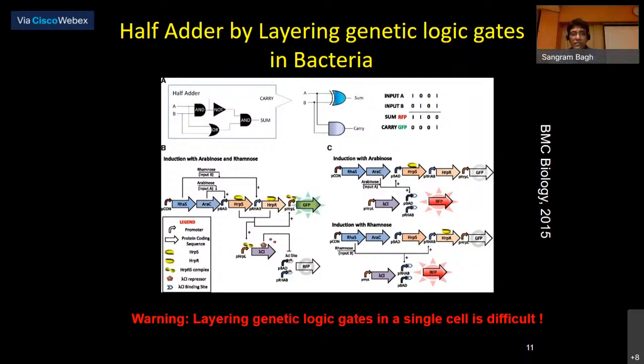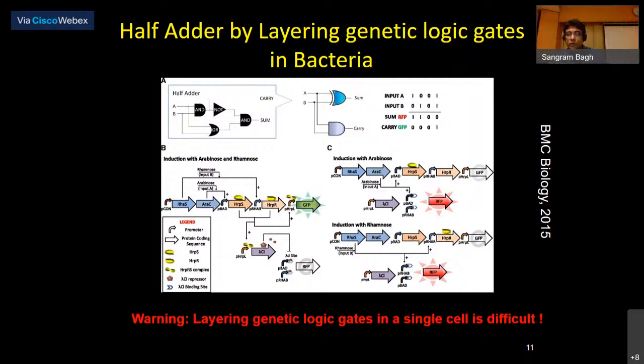The impossibility is coming because layering of these genetic gates in a single cell is difficult. This is because not only do you need a lot of different genes together, but at the same time you have to match the kinetics. The kinetics of a biological AND gate has to connect with another biological NOT gate. And this connection, this kinetic parameter, is a human design. It is not tuned by evolution. So it is extremely difficult. So we cannot make a full adder by layering this kind of circuit.